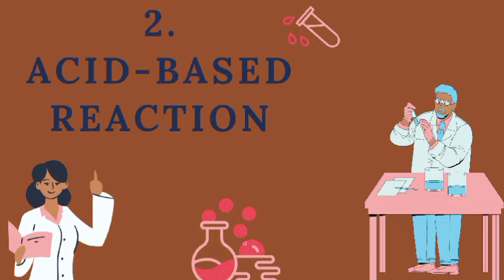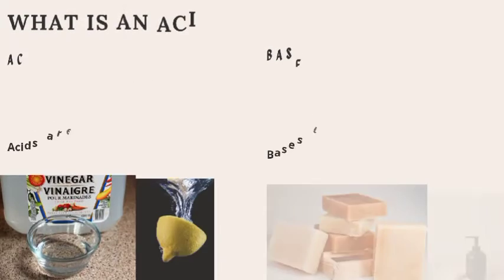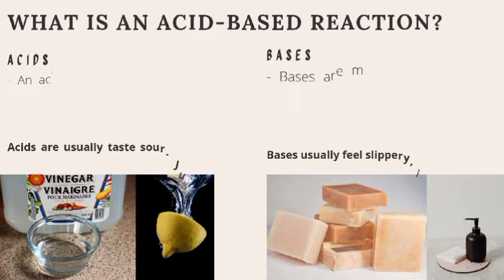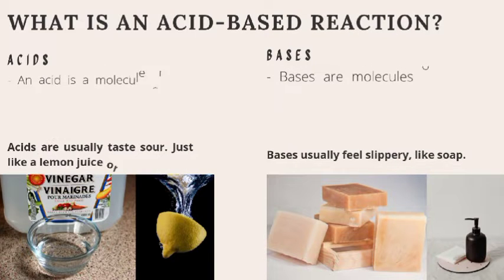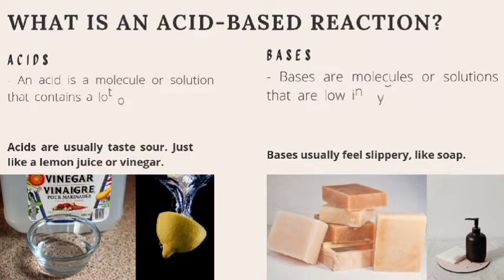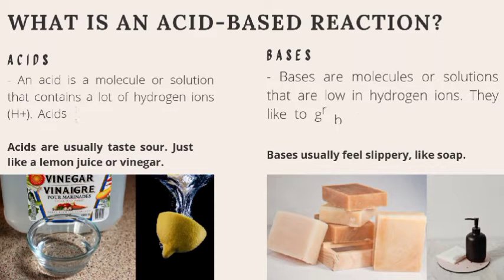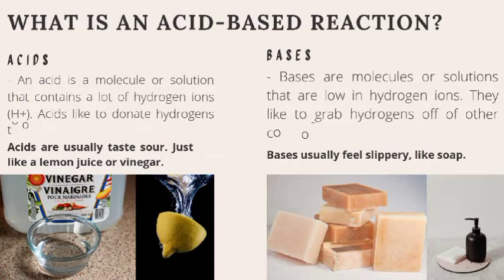We have the second major class of chemical reaction, which is acid-base reaction. What do we mean by this? What is an acid-base reaction? First, let's define the acid and bases. An acid is a molecule or solution that contains a lot of hydrogen ions, or H+. Acids like to donate hydrogens to other compounds. Acids usually taste sour, just like lemon juice or vinegar.